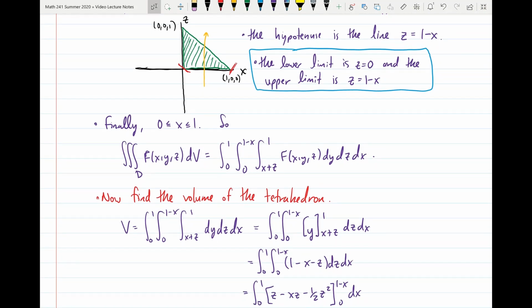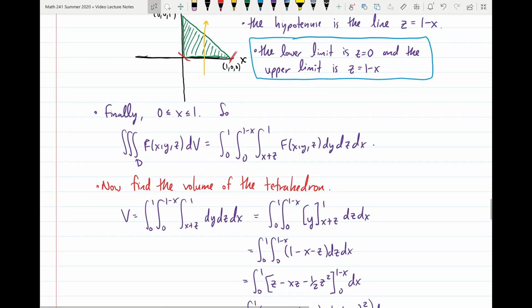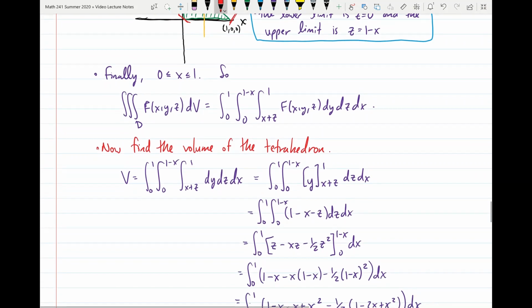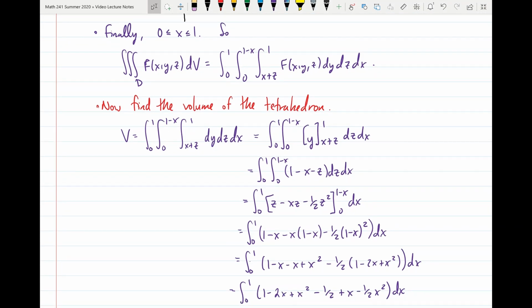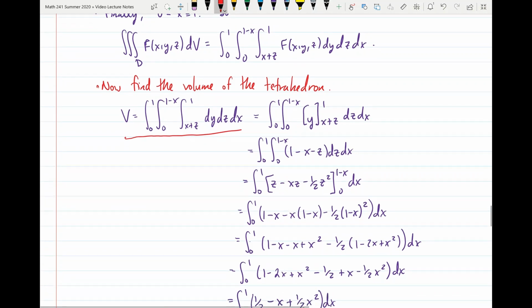And so finally, the integral of f of xyz over the region D is given by the integral from 0 to 1 of the integral from 0 to 1 minus x of the integral from x plus z to 1 of f of xyz dy dz dx. So again, another mouthful, but that's how it's going to look. And now, if we want to find the volume of the tetrahedron, we can just let that function f of xyz equal 1, and then we can calculate this iterated integral here. So that'll give us the volume.